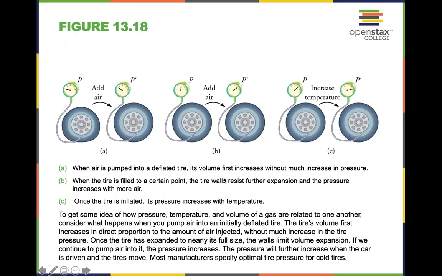To get some idea of how pressure, temperature, and volume of a gas are related to one another, consider what happens when you pump air into an initially deflated tire. The tire's volume first increases in direct proportion to the amount of air injected without much increase in the tire pressure. Once the tire has expanded to nearly its full size, the walls limit volume expansion. If we continue to pump air into it, the pressure increases. The pressure will further increase when the car is driven and the tires move. Most manufacturers specify optimal tire pressure for cold tires.